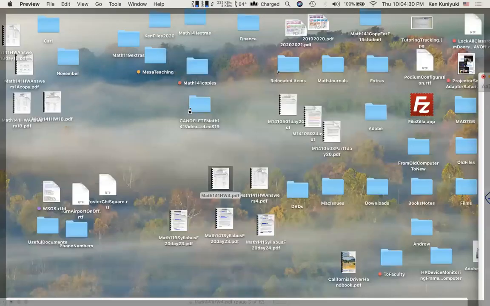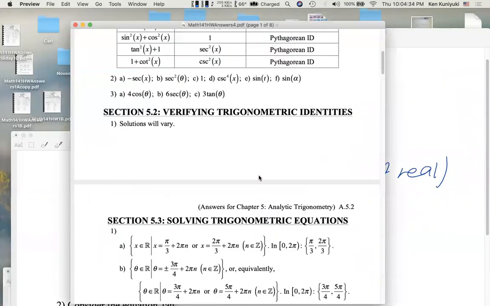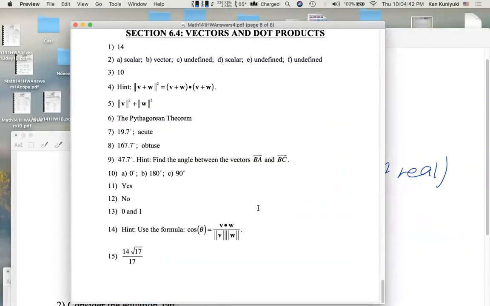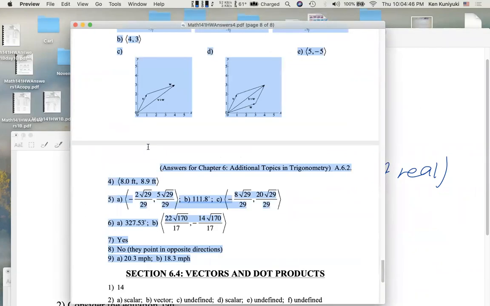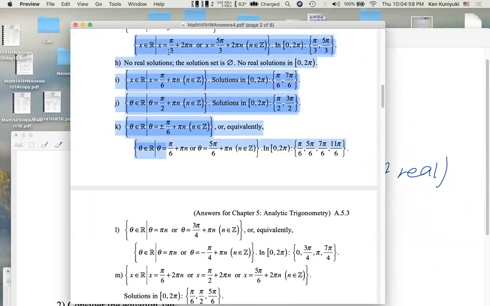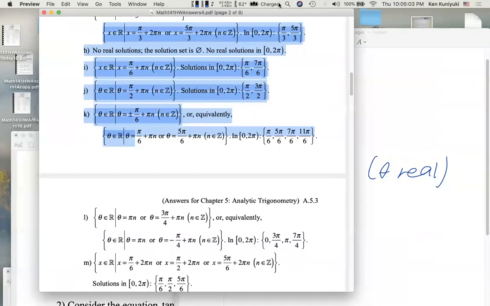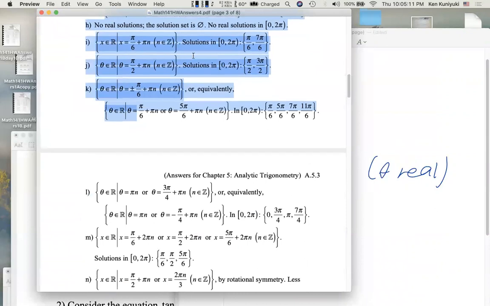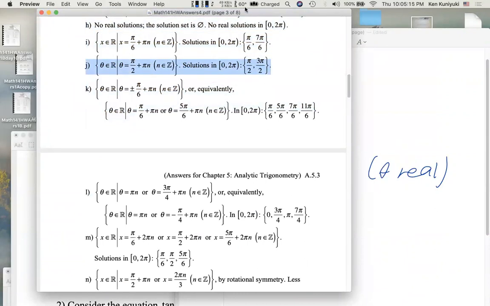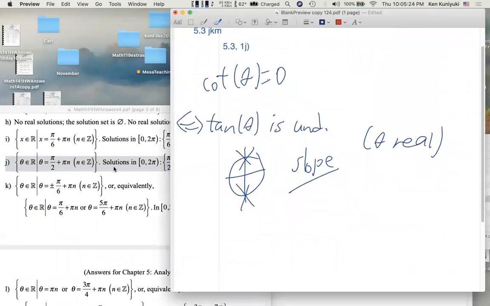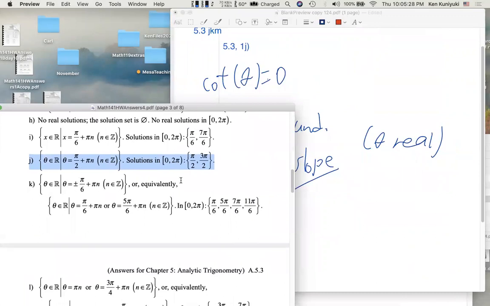let me grab the answers here. Nope. Where are we? 5.3 1J. Okay. 5.2. Gotta move the zoom bar. Okay, so let's take a look here. So when is tangent theta undefined? Yeah, for pi over 2 plus pi n. So here's the answer.